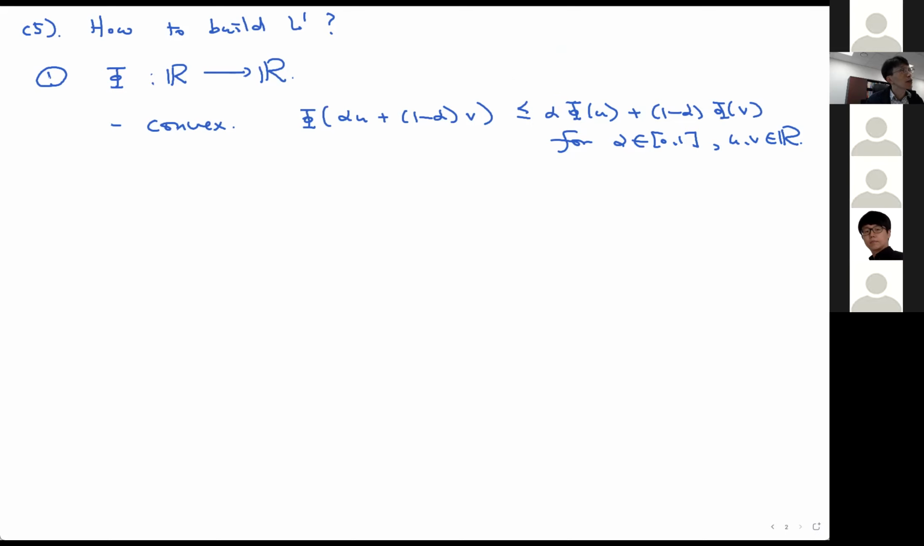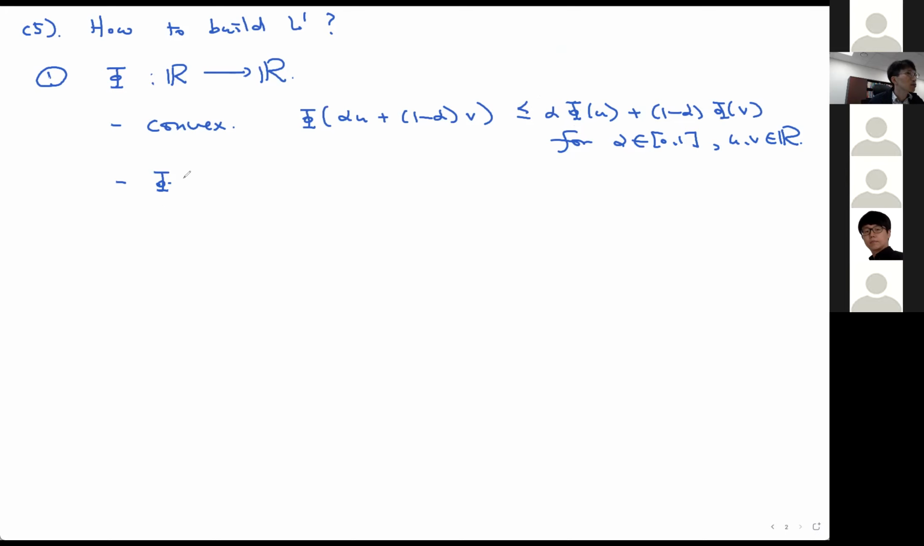So another way to understand this convexity is it's almost like a linear function, except that in the linear function we have equality, in the convex function we have less than or equal. And the good thing about a convex function is that it always has a minimum value. I mean, it's very easy to find the minimum if our function is convex.